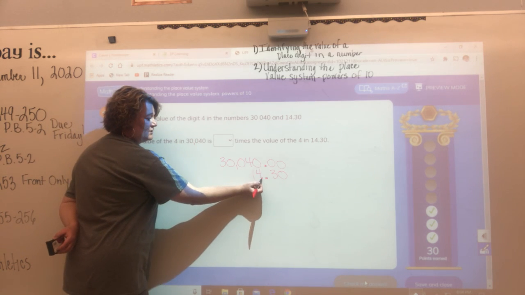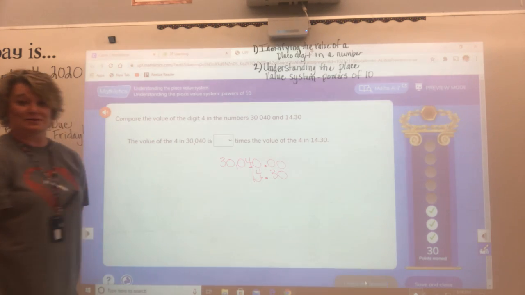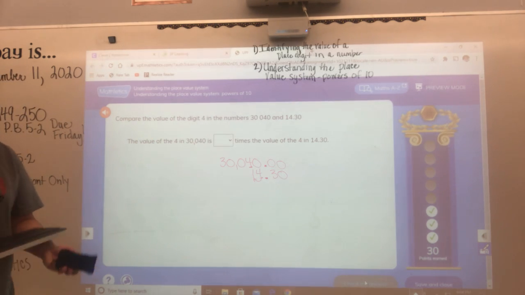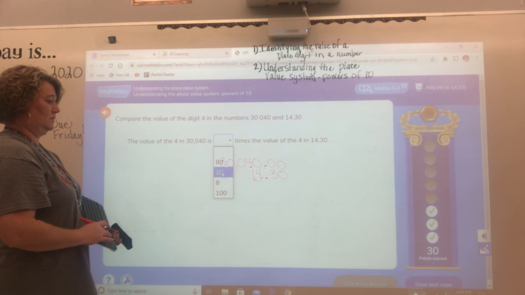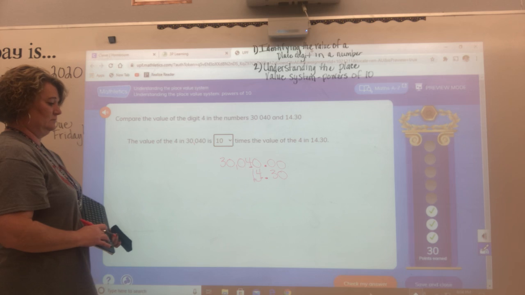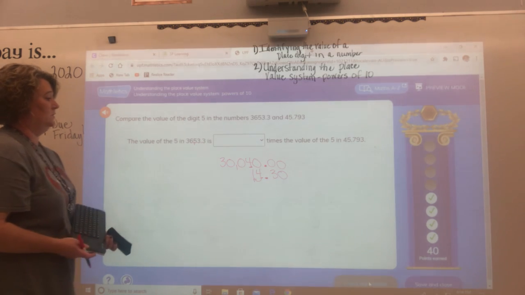So to go from this 4, 1 digit this way, only 1 time this way, that means it's 10 times bigger. Because only 1 digit. See, stacking it really does help.